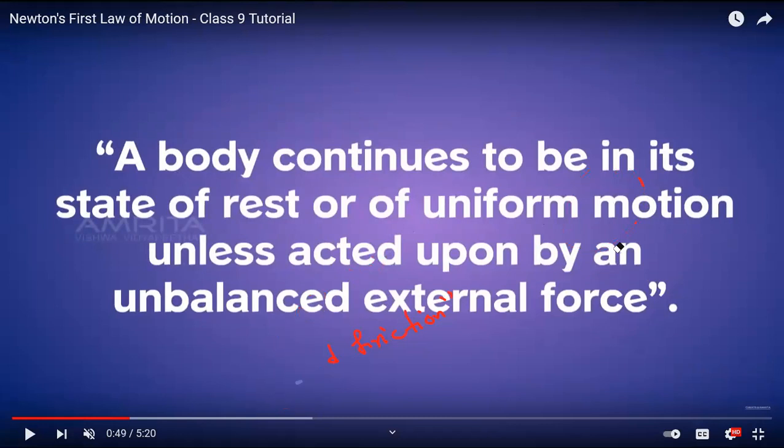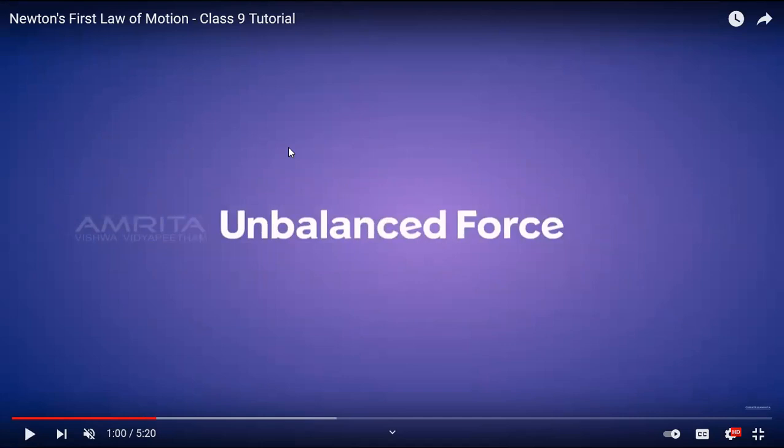If you want to create a motion in your body, or stop the moving body, you need unbalanced forces. Is it possible to create any motion with the help of balanced forces? Not at all possible. So only with unbalanced forces can we change the position of a body, or bring the body back to rest. That is what you have to remember. Unbalanced external forces must be applied to change the state. If the body continues in a state of rest or uniform motion, it is unless acted upon by an unbalanced force. That is what we call an external force.